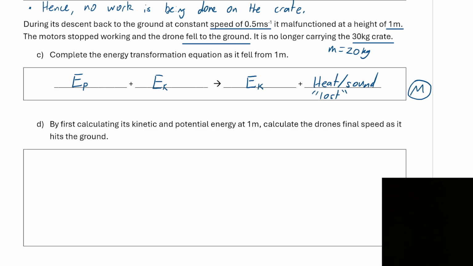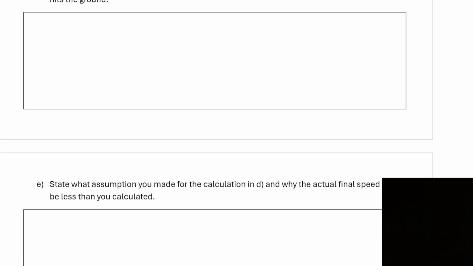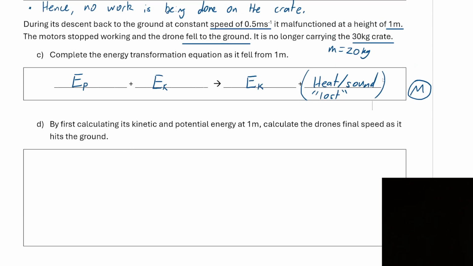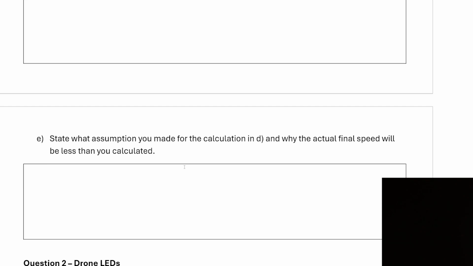Okay, so now part D is a calculation question. Calculate the final speed as it hits the ground. Well, we know it starts with potential and kinetic energy, which we can work out, and then that converts entirely into kinetic energy, and we will assume that there is no lost energy. In reality, there will be a bit, and in fact, jumping ahead, that's part E. So for our calculation, it is fair to assume no heat lost, but you may be expected to justify why you assumed that.